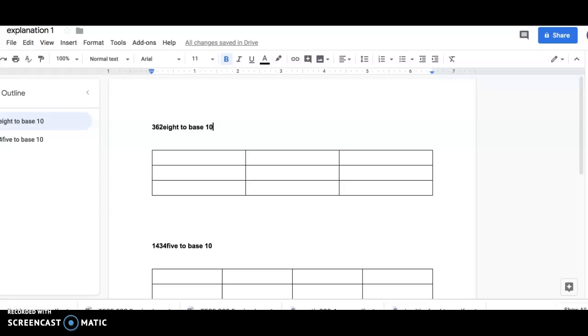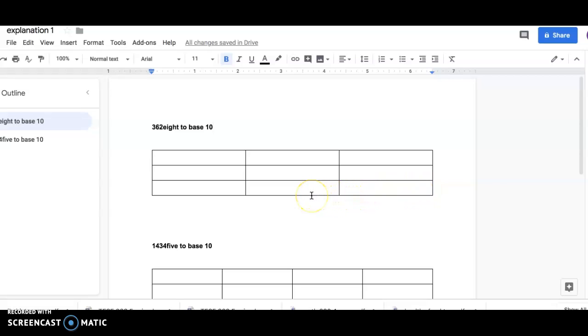So we're going to start with 362 base 8 and convert that to base 10. Base 8 numbers consist of digits from 0 to 7. First, I made a table with 3 rows and the number of columns equal to the number of digits I'm converting. So a 3 by 3 table.